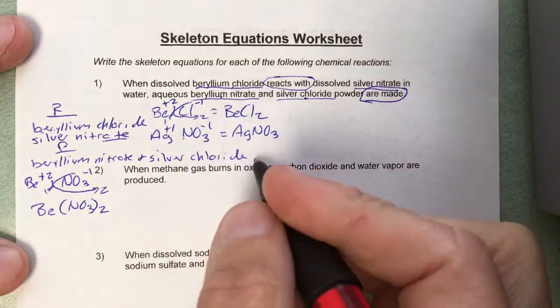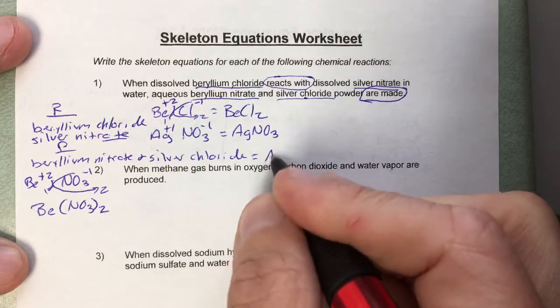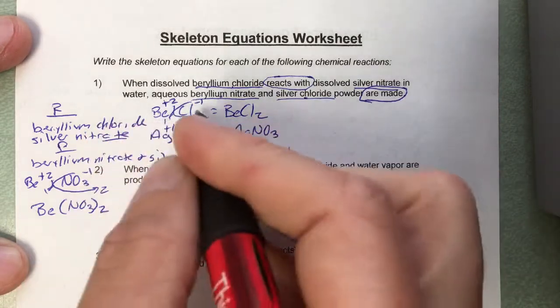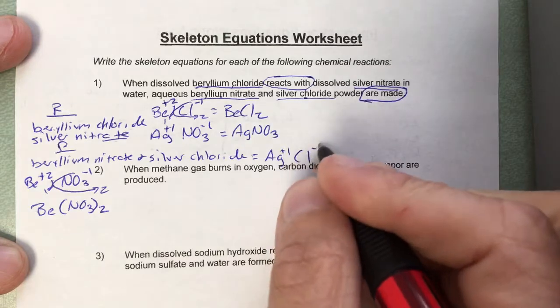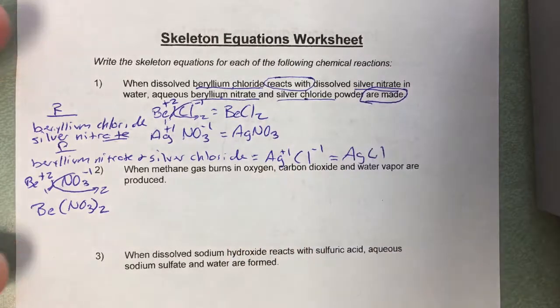And then finally, silver chloride. Again, we already know our ions. Silver is Ag, and again, it's a +1. And chloride is Cl. It's a -1. We have a pair of 1s again. So it's just AgCl. Those are the formulas I need to write my equation.